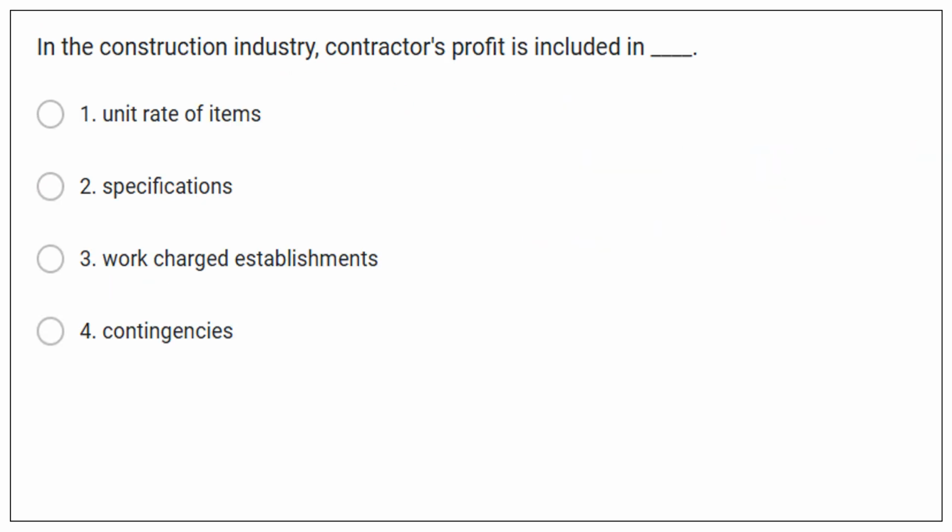Then the next question. Question number 10. In the construction industry, contractor's profit is included in. So contractor's profit is included in unit rate of items. The first option is correct, because in case of unit rate items, here they consider the price of each individual material by their own. So that's why in case of unit rate items, the contractor profit is gained in the construction industry. The next question.